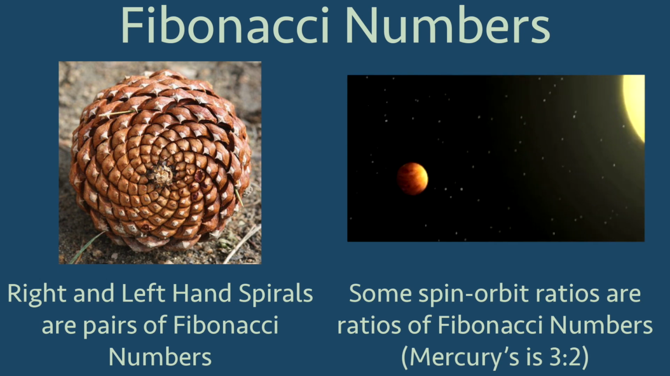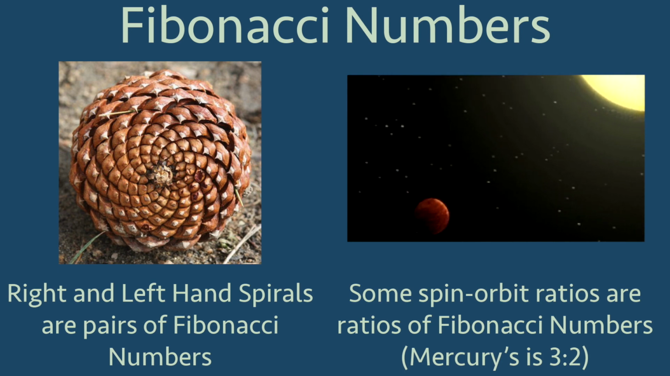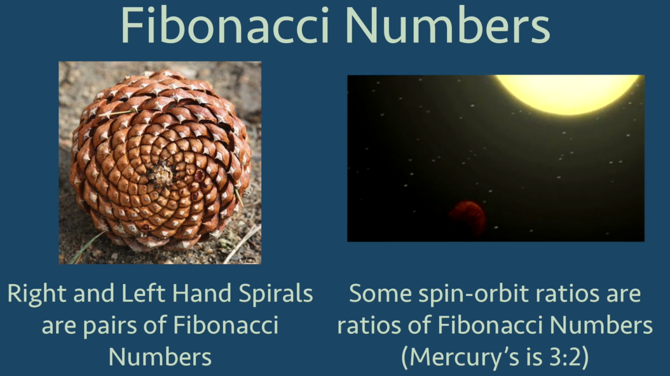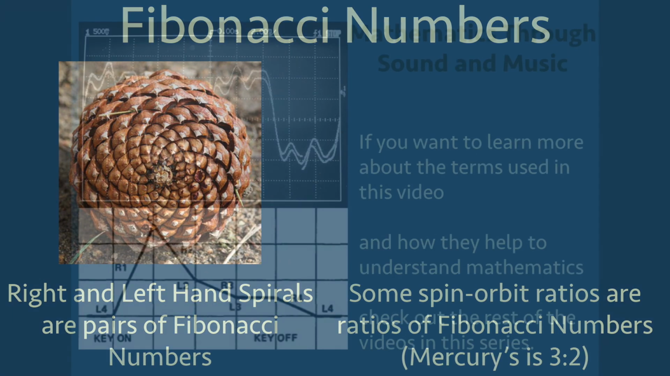For example, our moon spins once around its axis for each rotation around the Earth, which is a 1-to-1 ratio. And Mercury spins on its axis 3 times for every 2 rotations around the Sun.